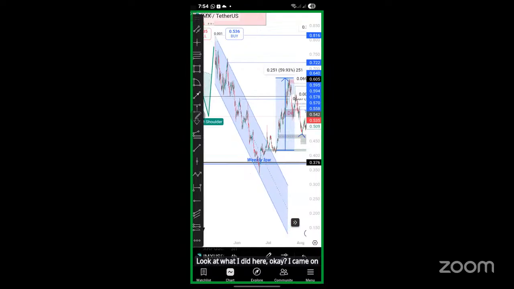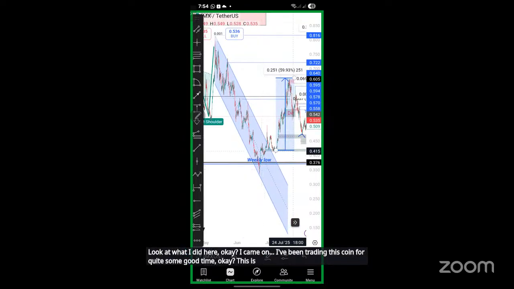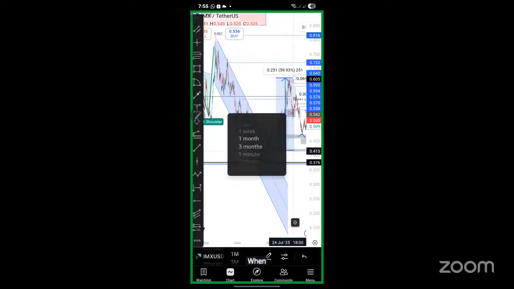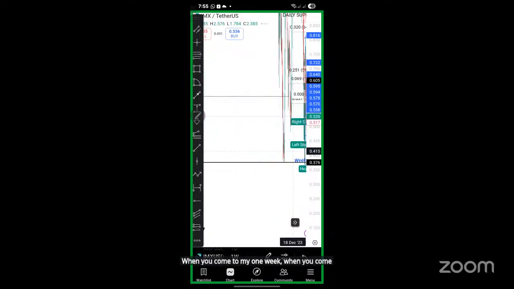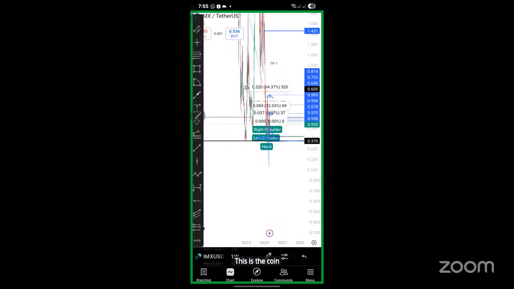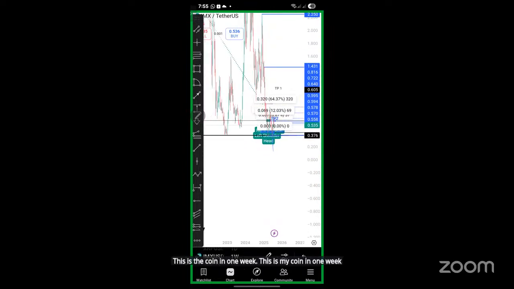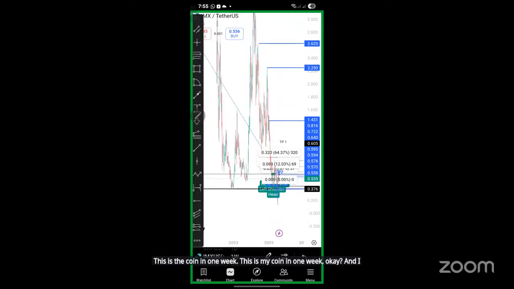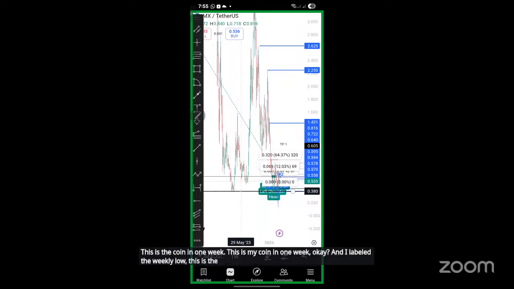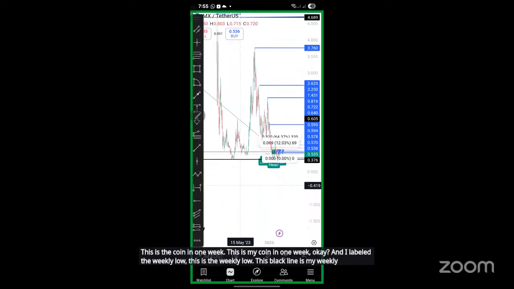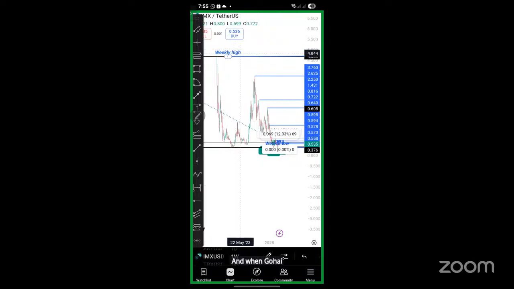I've been trading this coin for quite some good time, okay? This is my weekly low. When you come to my 1 week, this is the coin in 1 week. I labeled the weekly low. This black line is my weekly low. And when it goes high, this is my weekly high.